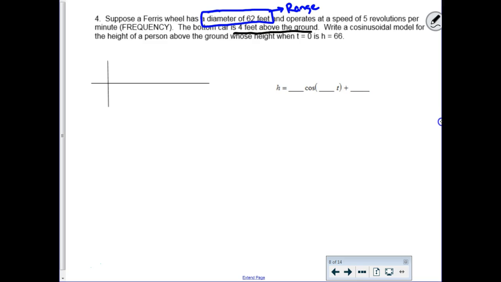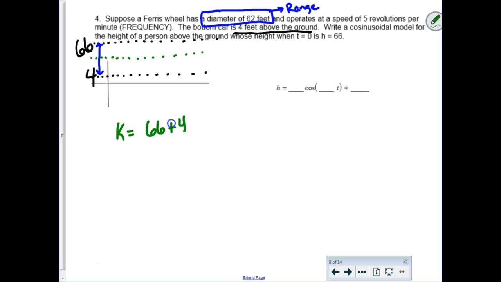So I'm just going to kind of sneak in a little line here, and I'm going to call it 4. And then 62 feet above that would be the very, very top. So if you add 62 feet to that, you're at 66 feet. Because remember, the entire range from all the way from top to bottom has to be the entire diameter of the wheel, which is 62. Okay, let's talk about this midline, though. This midline is max plus min divided by 2. So that would be 35.